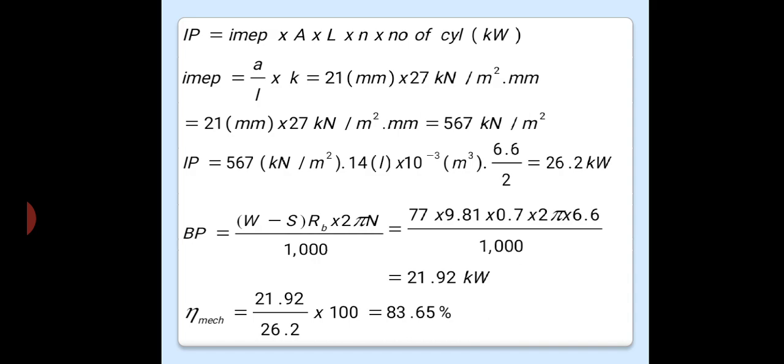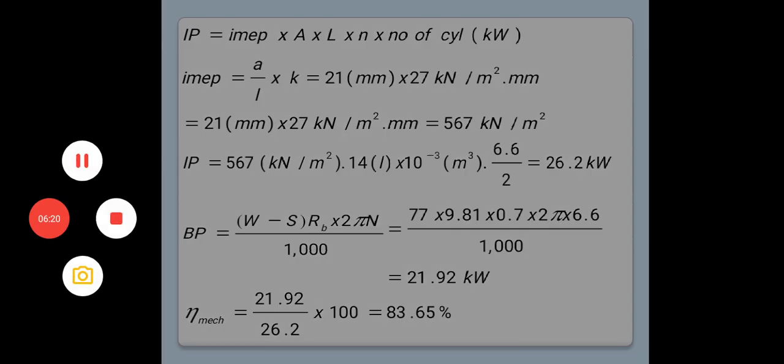Once you know the brake power and indicated power, it is easy to calculate mechanical efficiency, because we know that mechanical efficiency is equal to brake power upon indicated power. So we got the mechanical efficiency is equal to 83.65%.